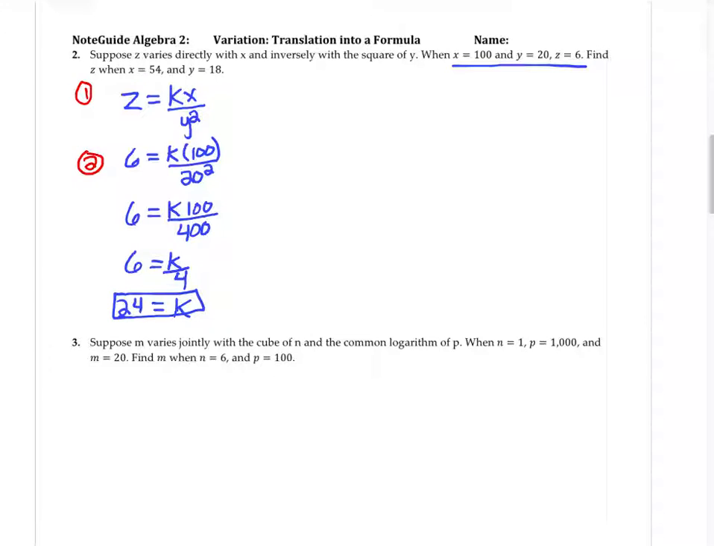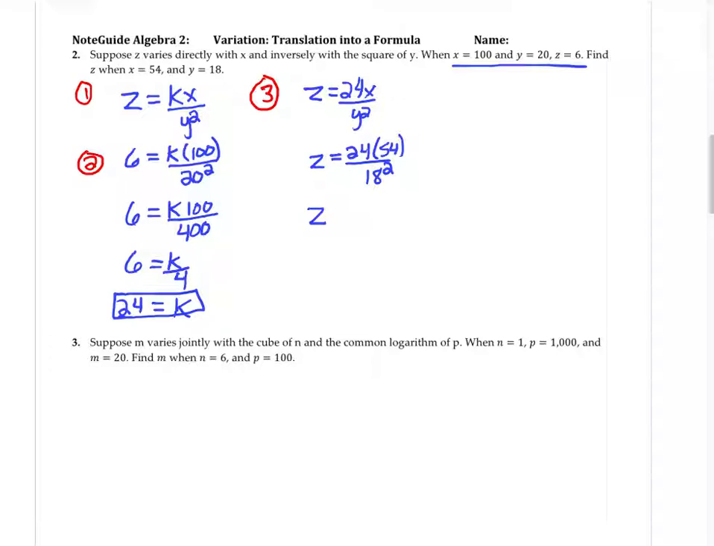All right, so step 3 is kind of to assemble your specific equation and use it for whatever purposes you're asked to. So I'll say z equals, my k was 24, and the relationship was x over y squared. Okay, and they said x is 54 and y was 18. Find z. As long as you're given 2 in this problem, you can find the third. Doesn't really matter which combination you're given. So z is what I want to find. Got k was 24. X is 54, and y is 18.